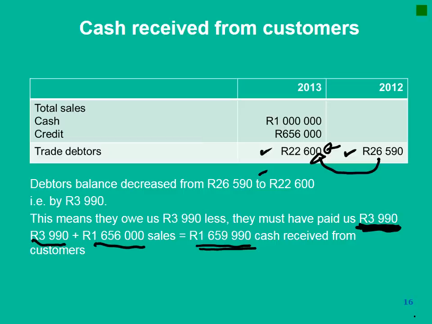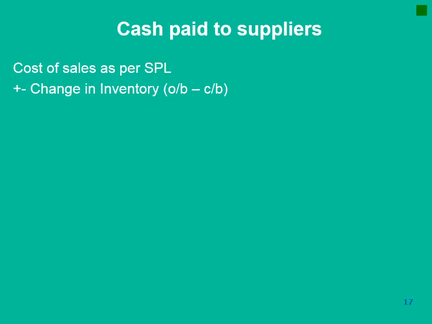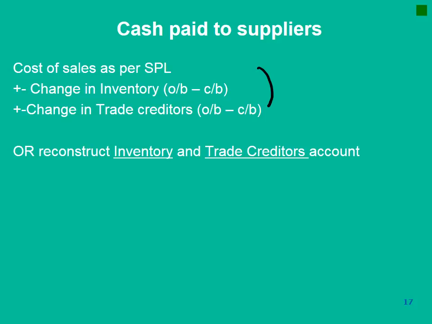Then we're going to calculate cash paid to suppliers. We're going to take the cost of sales from the statement of profit and loss. We're going to add or subtract the change in inventory, the opening to the closing balance, and add or subtract the change in creditors, the opening to the closing balance. So we're going to do a shortcut method here, which I'm going to show you second. I'm first going to reconstruct accounts for you to work out cash paid to suppliers.